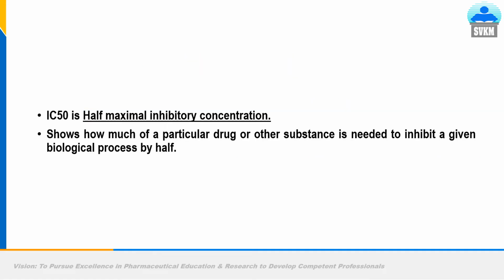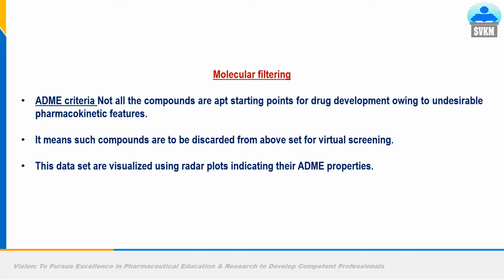IC50 means half maximal inhibitory concentration. The concentration of the particular chemical which is sufficient to minimize the biological activity by 50%. It shows how much of a particular drug or other material is needed or required to inhibit a given biological activity or process by half.